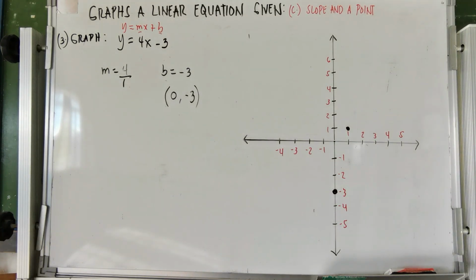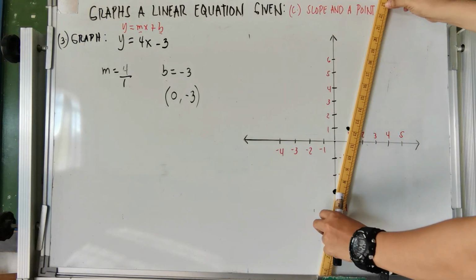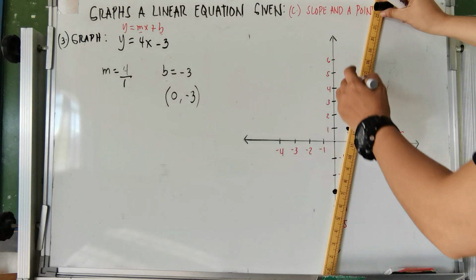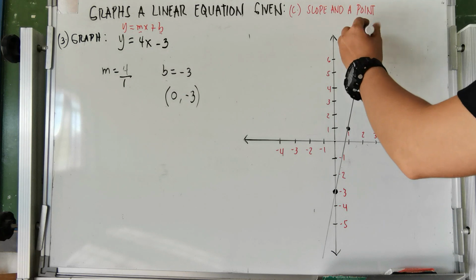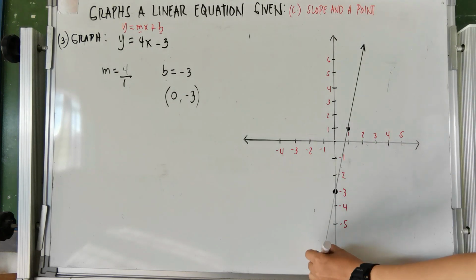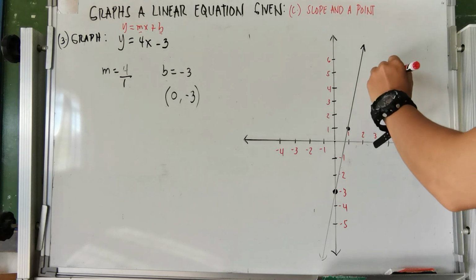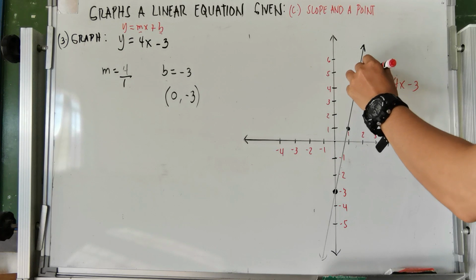Then after that, connect na natin yung 2 points using a line. So we have this given graph of linear equation. So ito ngayon yung graph ng equation na y is equal to 4x minus 3.